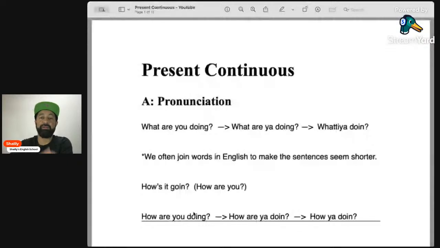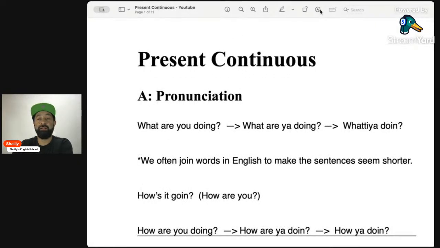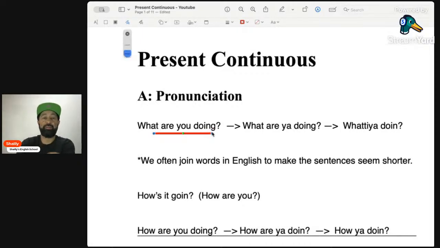Okay, so present continuous. We'll go over a little bit of pronunciation first. I think pronunciation is really important. And this is a good pronunciation because the initial question here is asking, what are you doing? This is a very, very common present continuous question.